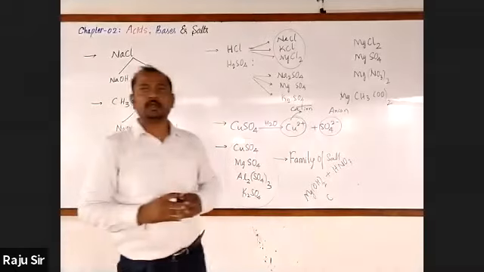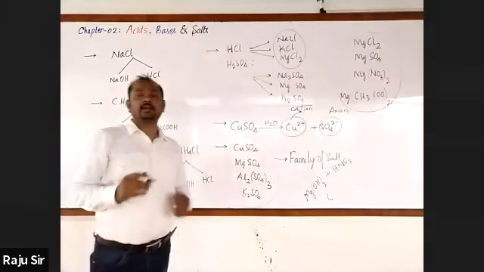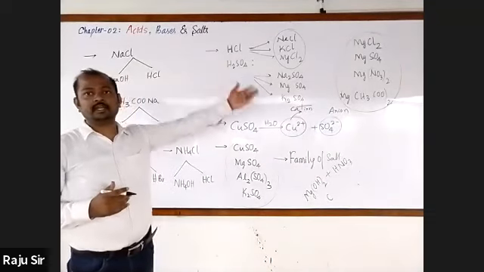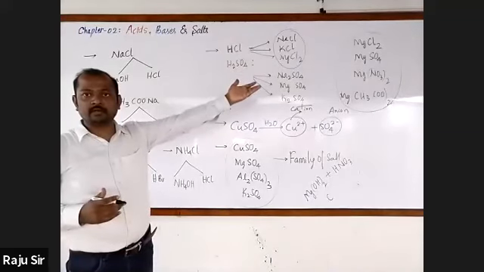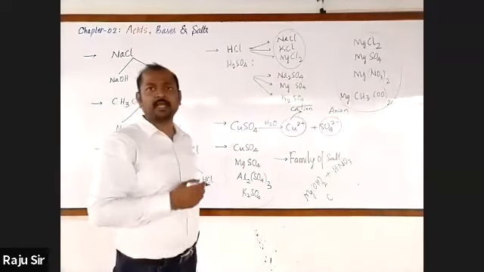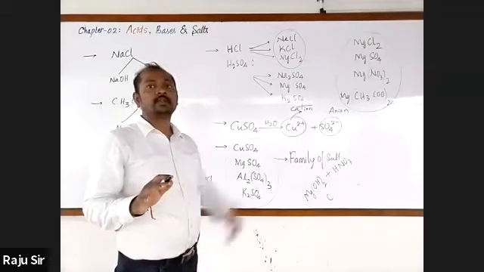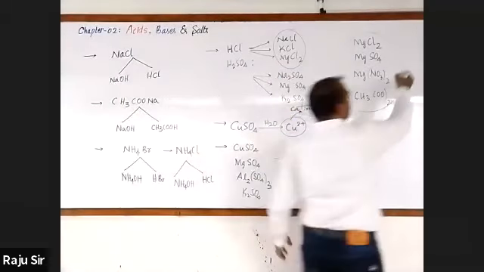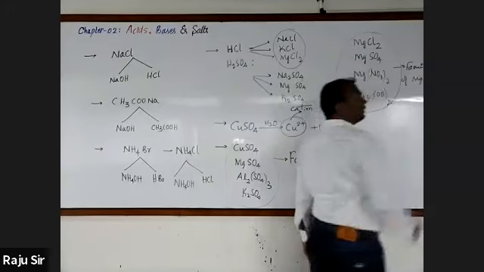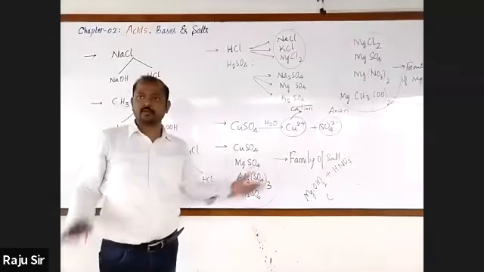And here also we have a group of salts in which an ion is present. Which is that? Magnesium. Cation or anion? Cation. Magnesium ion. So this group contains the same cation. Therefore, this group is known as the family of magnesium salts. And this is the family of sulfate salts.